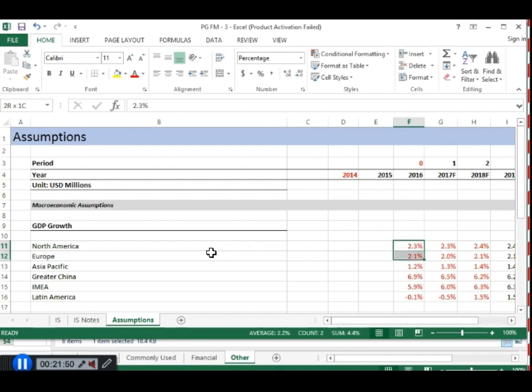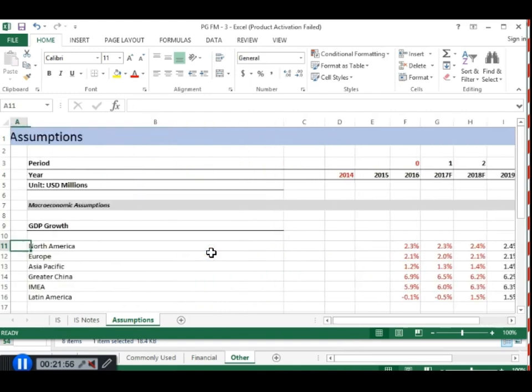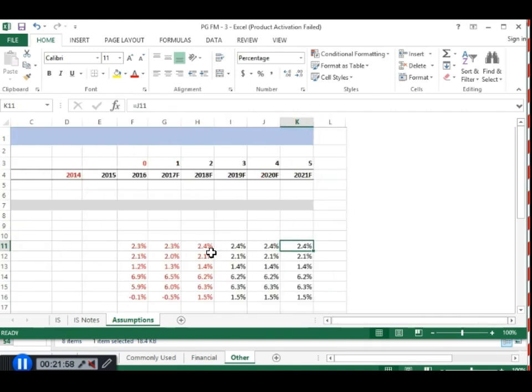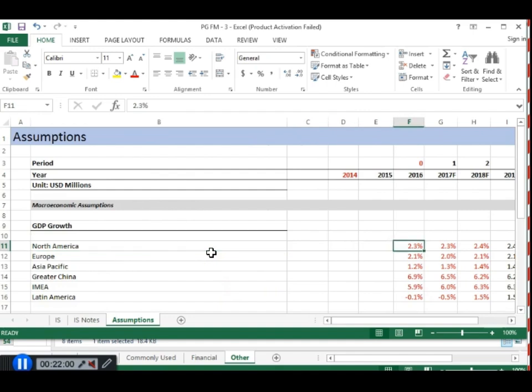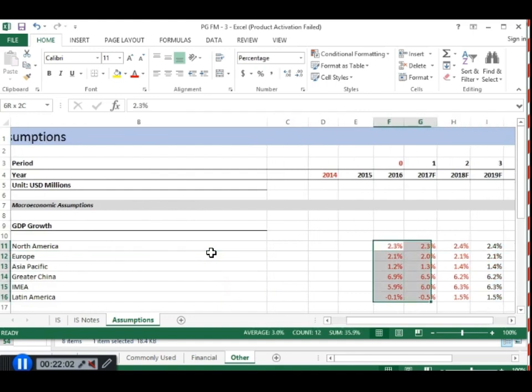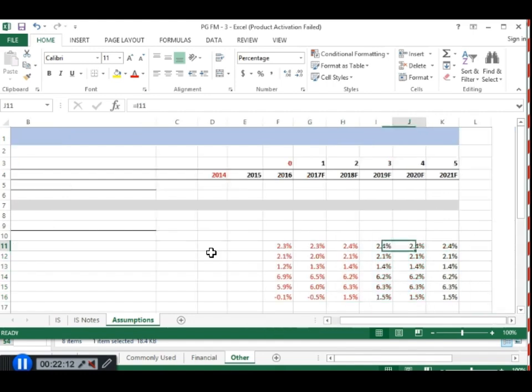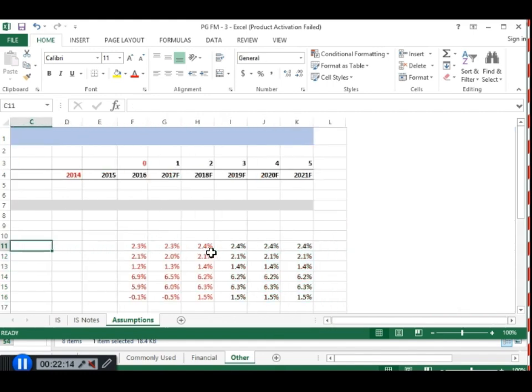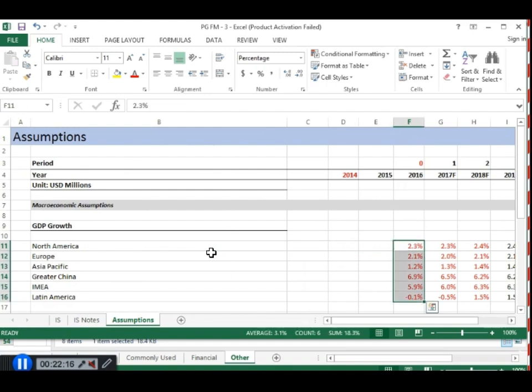If you look into it, I have put in historical real GDP growth rates of these regions, and the forecasted GDP growth rate of these regions. Now the question is, how do you get it? The historic ones are public. You can find them from the World Bank, from the IMF, from multiple sources. If you just Google it, you can easily find the historic ones, that is 2016 here.